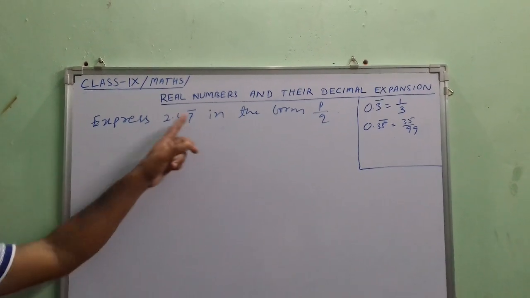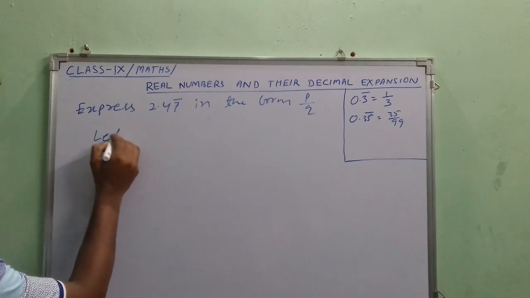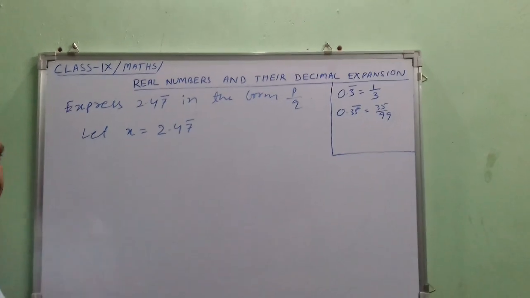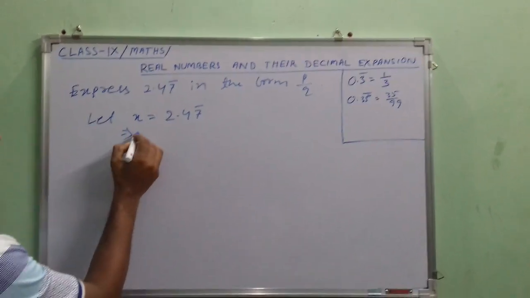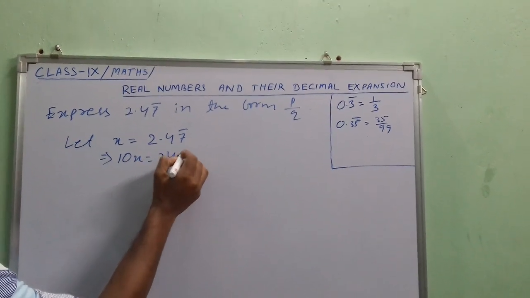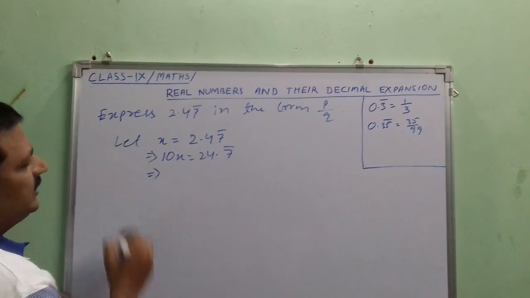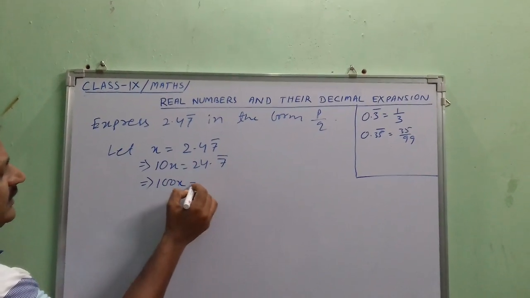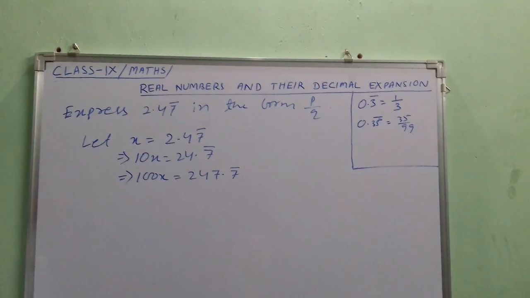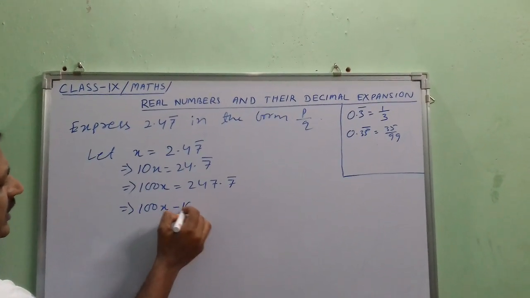Express 2.47 bar in the form of P by Q. Now let x be 2.47 bar. Implies that we have 10x equal to 24.7 bar, right? Implies that 100x gives you 247.7 bar, right? Implies that 100x minus 10x.